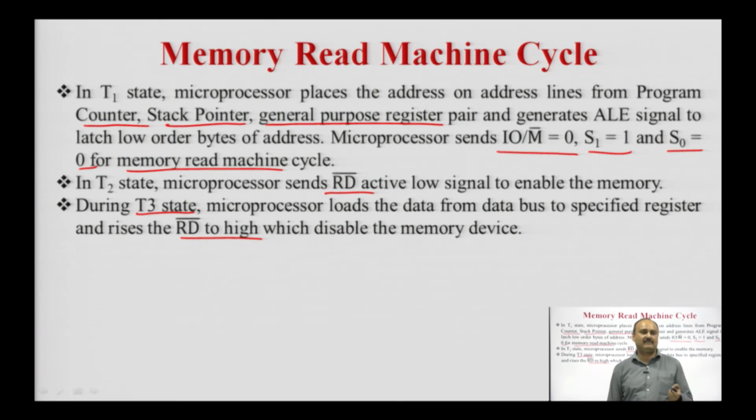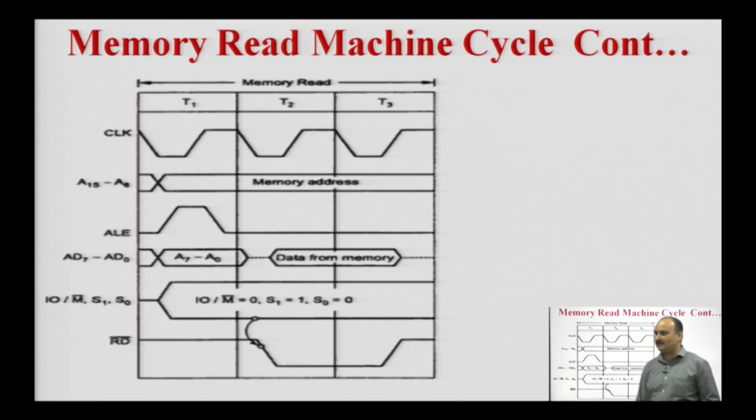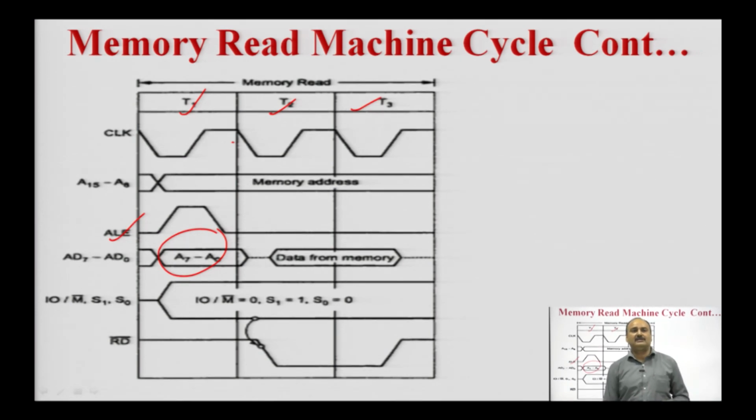So, these are the steps of operation performed by the microprocessor during the T1, T2 and T3 T states, which can be represented graphically with the help of the timing diagram of the memory read machine cycle. This memory read machine cycle has 3 T states, that is T1, T2 and T3. During the T1 T state, the microprocessor first generates the ALE signal. ALE is used to latch the low order address on the low order address lines, that is A0 to A7. When the ALE signal is generated, the latch is enabled, and it will hold the low order address on A0 to A7.